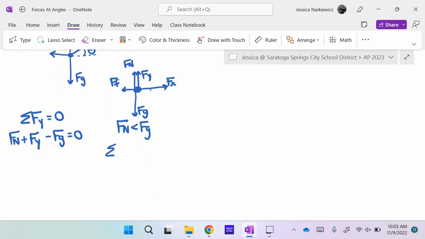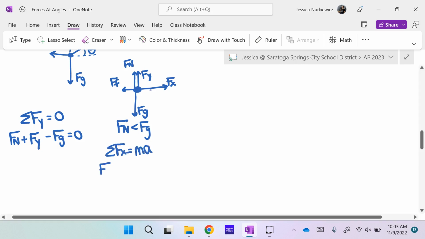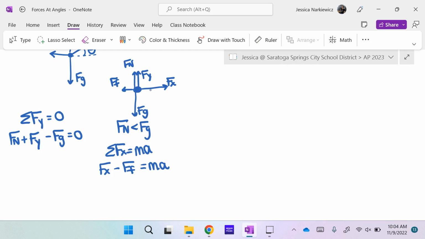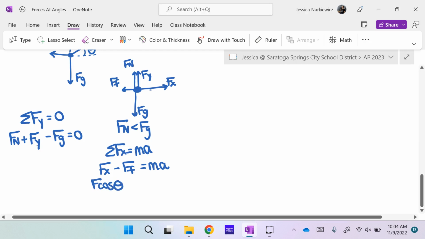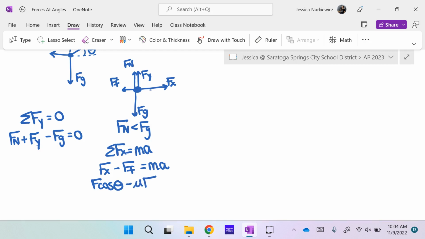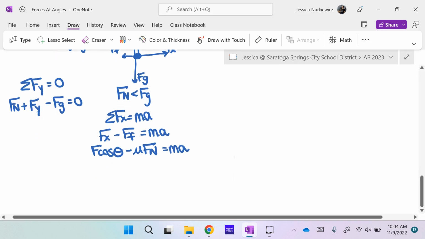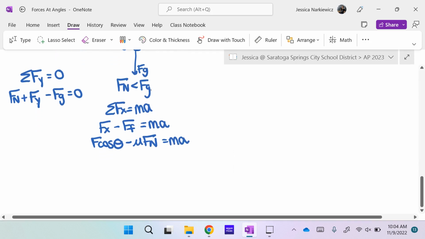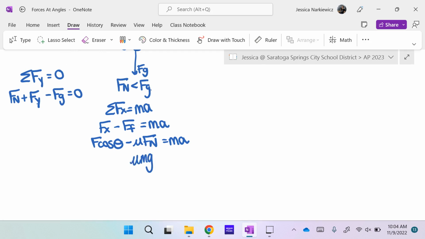In the x direction, I'm going to assume that I'm accelerating. So I have my x component minus my force of friction is ma. My x component would be F cosine theta. I could substitute in here F sine theta if I wanted. My force of friction is the coefficient times the normal force. Now again, we're really used to the normal force equaling the force of gravity. So a lot of students will kind of autopilot and write mu mg here.